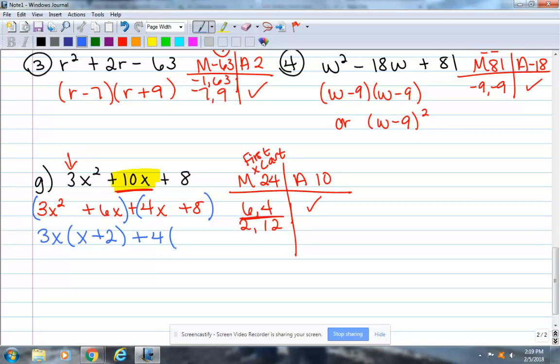4 times x. Yes. So it's 4 parentheses. What times 4 is 4x? x. And then what times 4 is 8? 2. So it's x plus 2 in parentheses. Now what do you notice here about both of your parentheses? They're the same thing. They both have an x plus 2.